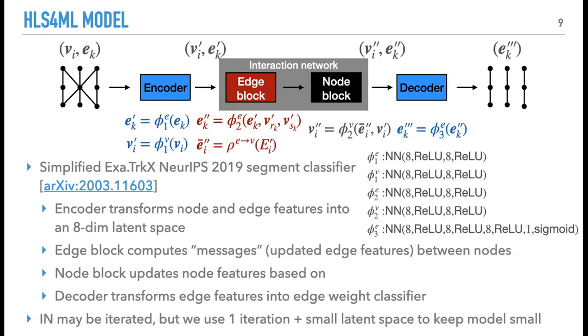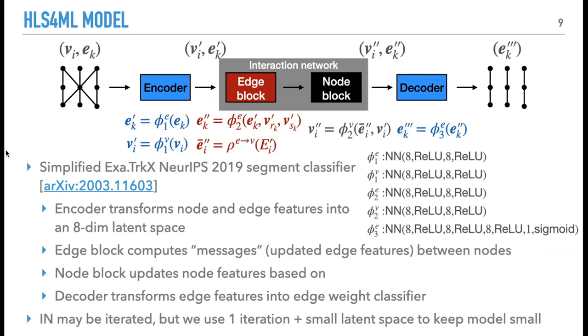In this case, for example, the encoder transforms the node and edge features into an 8-dimensional latent space. Afterward, the edge block computes messages, which are updated edge features between the nodes. Then the node block subsequently updates node features based on these messages. The decoder then transforms the edge features, this 8-dimensional latent space, back into an edge weight classifier. So it gives you one number per edge, between 0 and 1, which is classifying the edges as good or not.